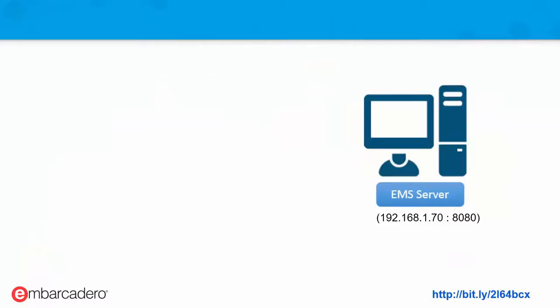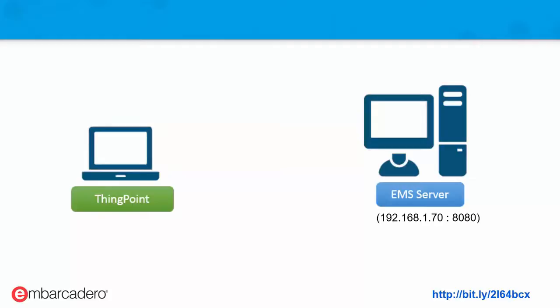The way that it works is something like this. You have your EMS server, and we'll say that's running on IP 192.168.170, and it's on port 8080, for example. And we also have a ThingPoint. Now the ThingPoint is actually also a server. So it's sitting there running on a different IP address on a different port, so we'll say 8081, and it's got data coming in from all of those devices sitting there waiting to be collected.